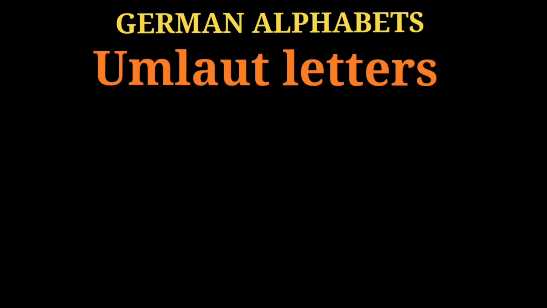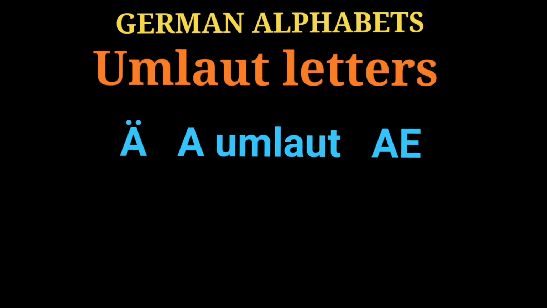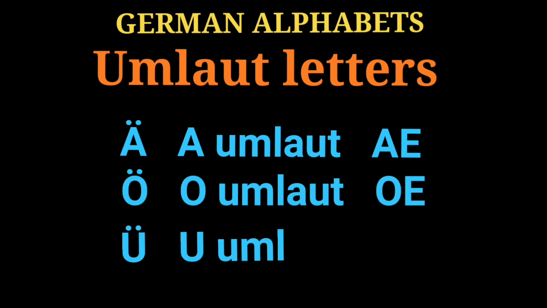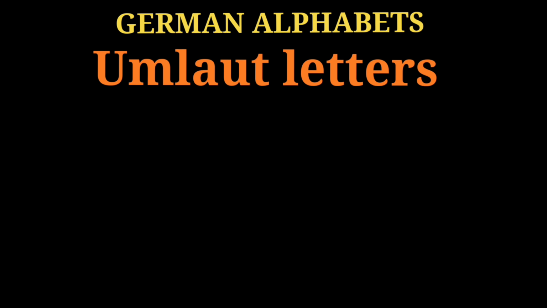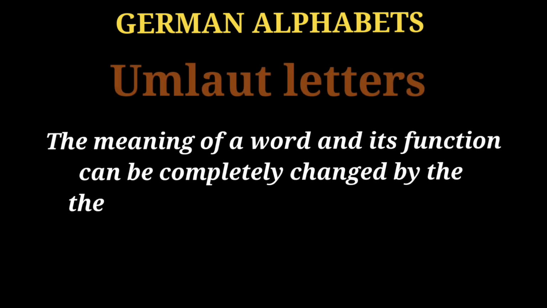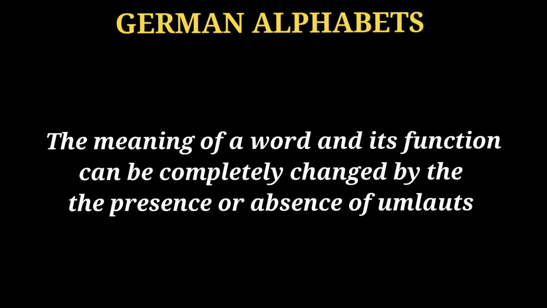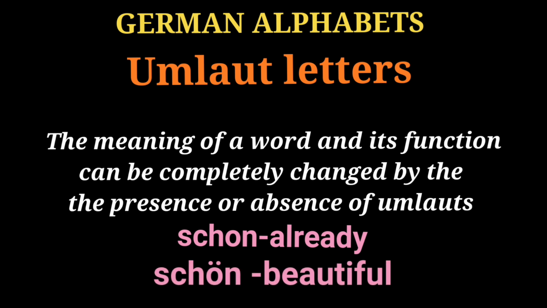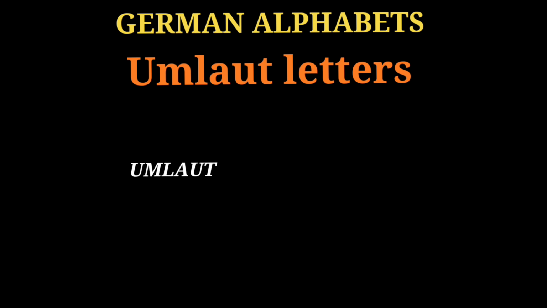Now let's have a look at the umlaut letters. A umlaut Ä, O umlaut Ö, U umlaut Ü. The German umlauts are an important part of German words both for grammar function and pronunciation. The meaning of a word and its function can be completely changed by the presence or absence of umlauts. For example, schon, which means already, schön, which means beautiful.